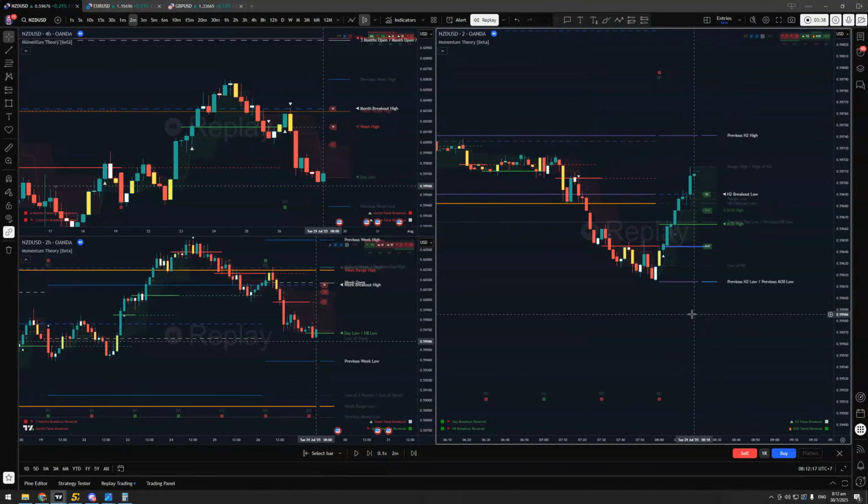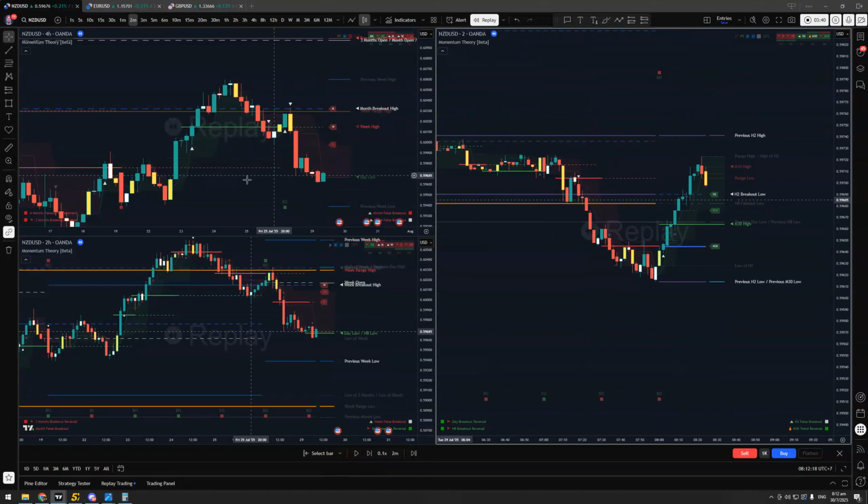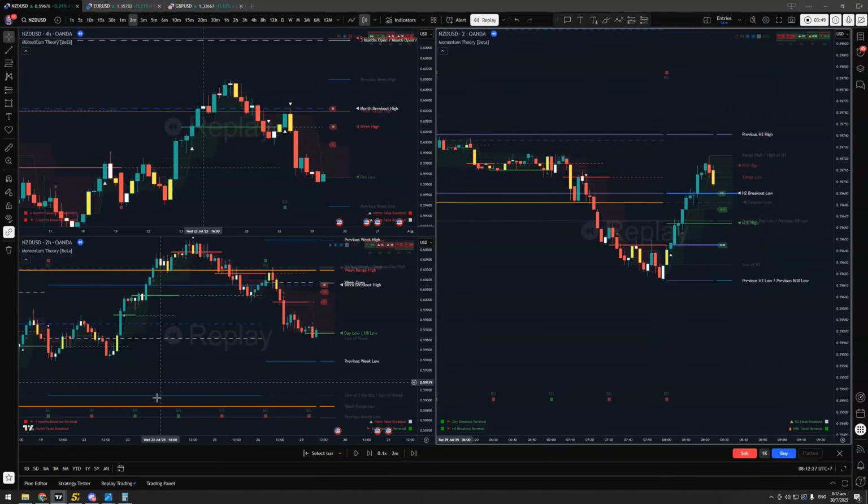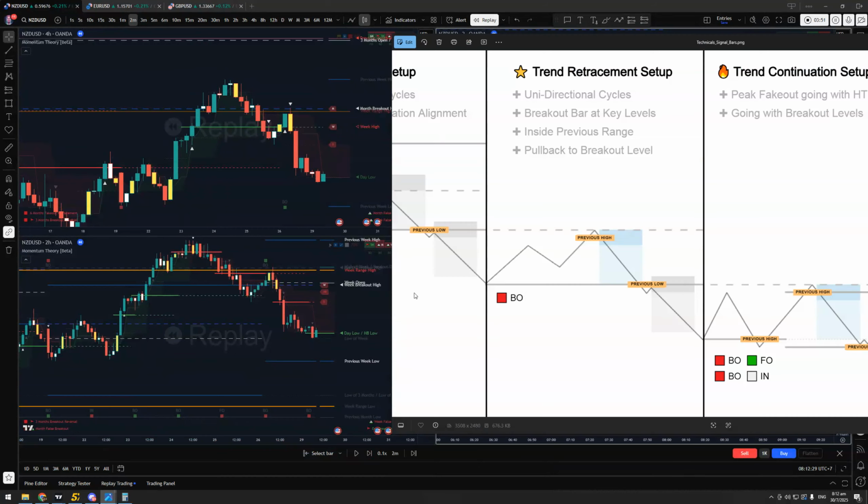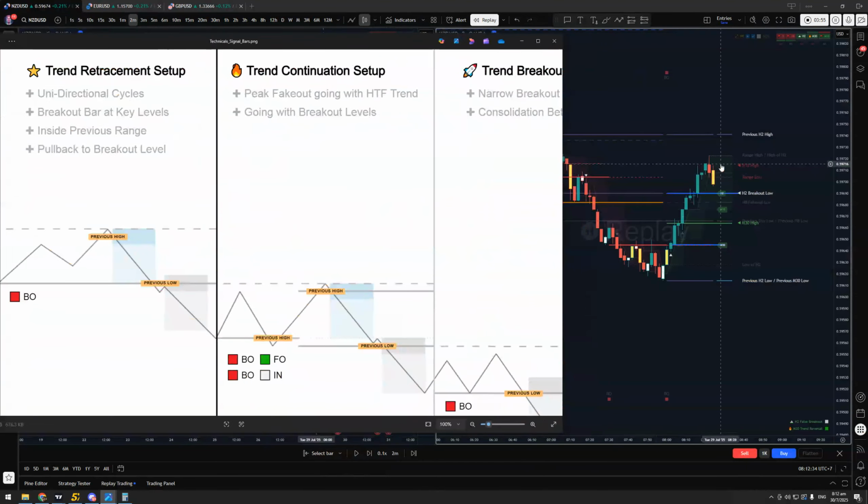But it didn't matter because price never got below. And once it got above the M30 breakout level as well as the H2 breakout level, then I'm no longer trading a trend retracement setup. For trend retracement setups, I want that setup time frame to be bearish. The price has to be below, but currently we're above. So technically the H2 and M30 are both bullish.